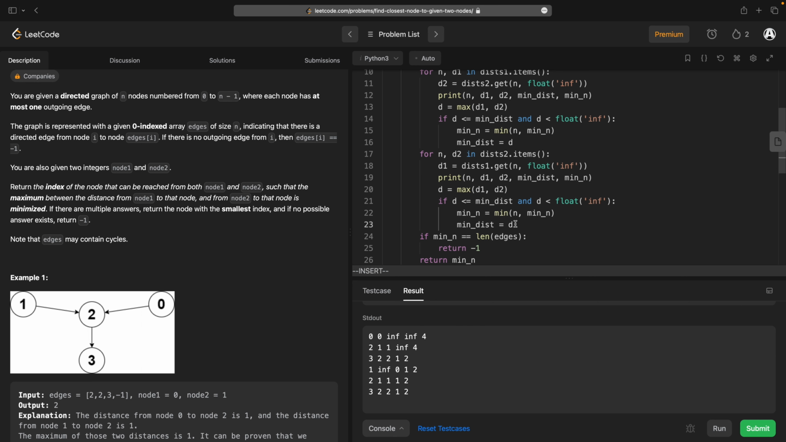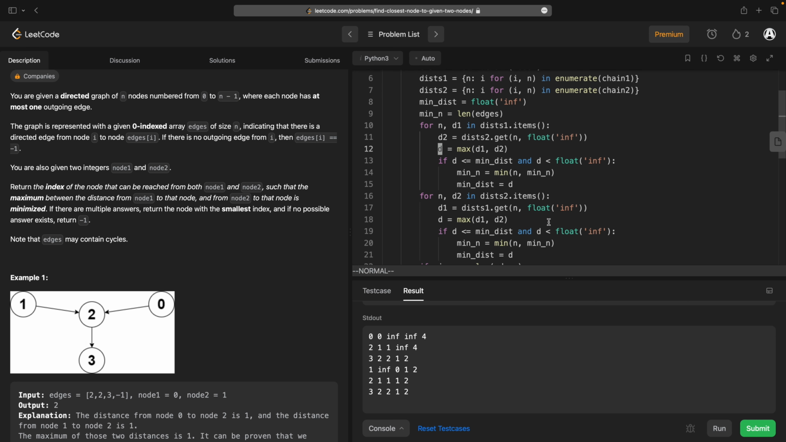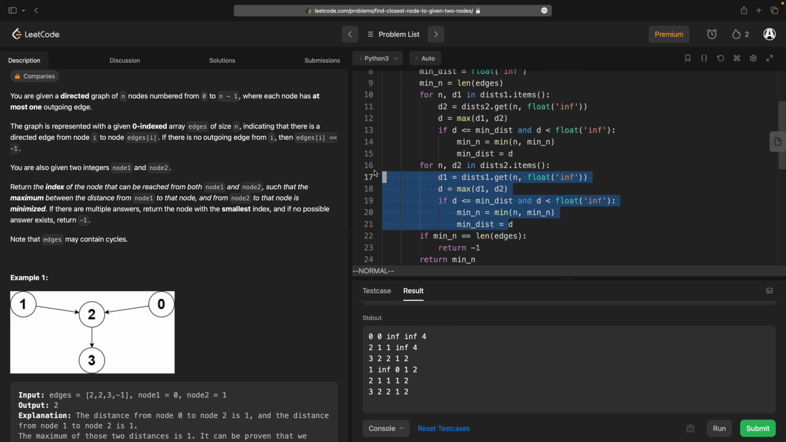So hang on, no, what is this? Node 0 can be reached in 0 steps from node 0, but it cannot be reached from node 1. Node 2 can be reached in 1 step from node 0, and it can be reached in 1 step from node 1. So we're going to update it. Okay. I'm more confident in this now. I hate this repetition, but factoring it out feels gross.